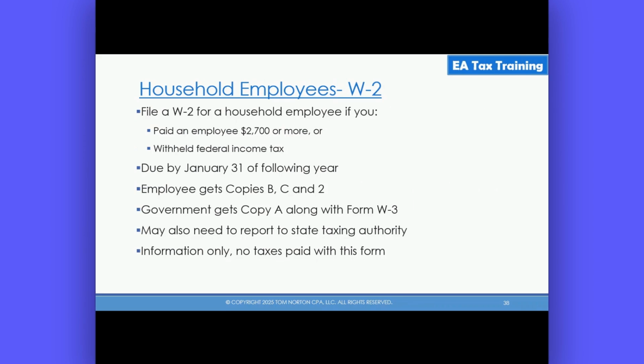If you issue a W-2, you have to do so by January 31st of the following year. The employee gets copies B, C, and 2. The government gets copy A along with a transmittal form, and that form is a Form W-3. And then you have to remember you may also have to report to a state taxing authority. And the W-2 is for information only. You don't send any money along with the W-2, even the one you send to the government. There's no money that goes. It's just an information return. So the employee knows how much they made, and the IRS knows how much that person made.